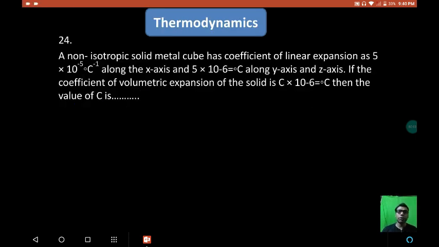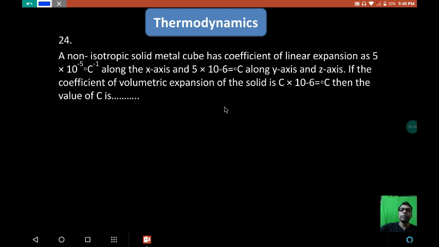Next problem is from thermodynamics, from linear expansion. The question says the non-isotropic solid metal cube has a coefficient of linear expansion as 5 into 10 power minus 5 along the x-axis, and 5 into 10 power minus 6 along the y and z axis. If the coefficient of volumetric expansion of the solid is c into 10 power minus 6, then what is the value of c?